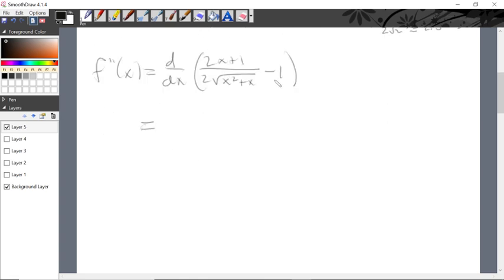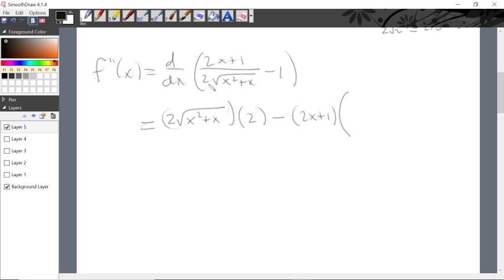All right, well, the derivative of the minus 1 will just be 0, so that'll go away. So we need the derivative of this by the quotient rule. So we get low d high. So we take the lower function times the derivative of the numerator. The derivative of this numerator would just be 2 minus high d low. So we take the higher function, 2x plus 1, times the derivative of the denominator.